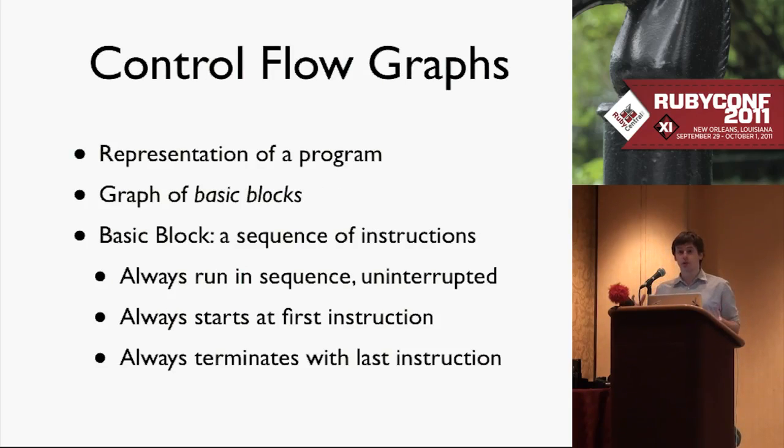So what's a control flow graph? It's just a representation of a program. It's a graph of things called basic blocks. A basic block is a sequence of instructions which, when run, always starts at the beginning and always terminates with the last instruction. You can't jump into the middle of a basic block and you can't leave early.